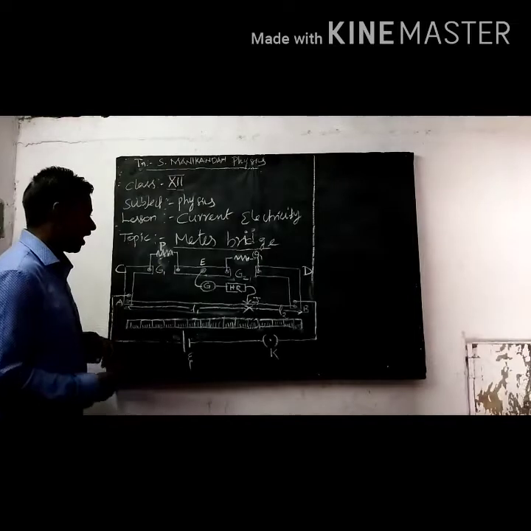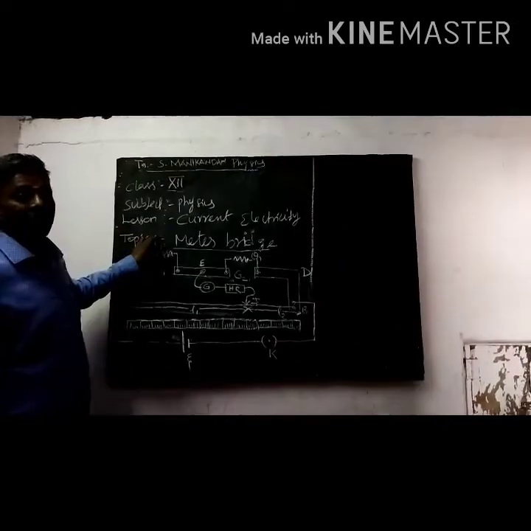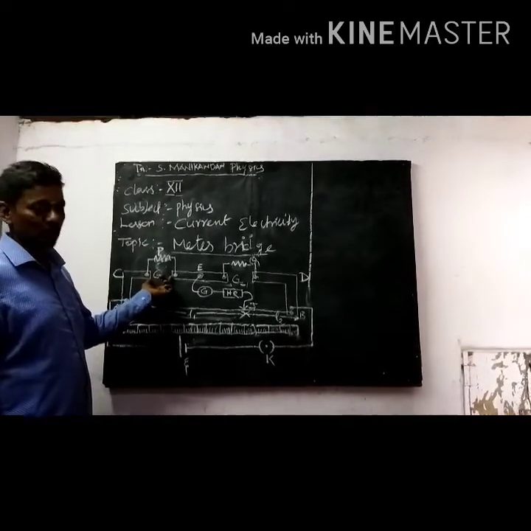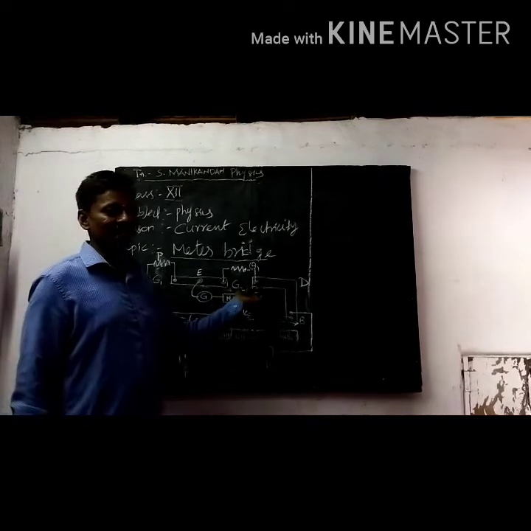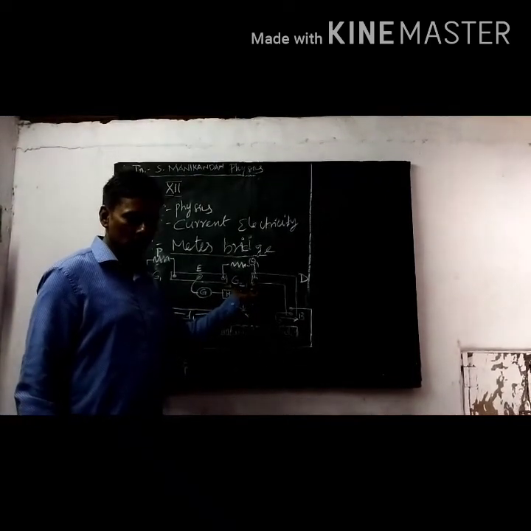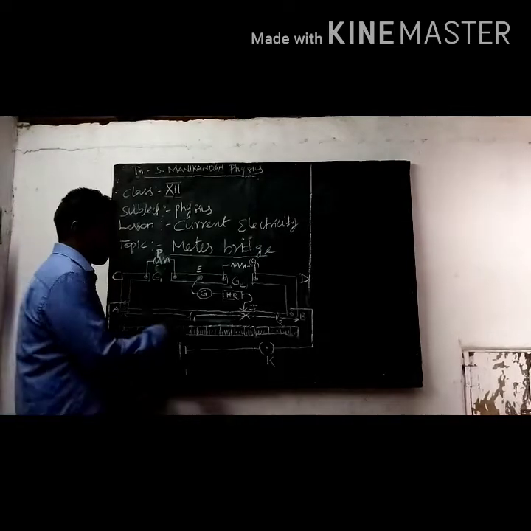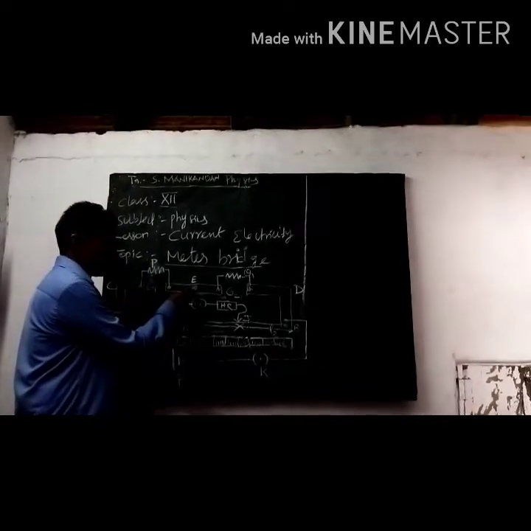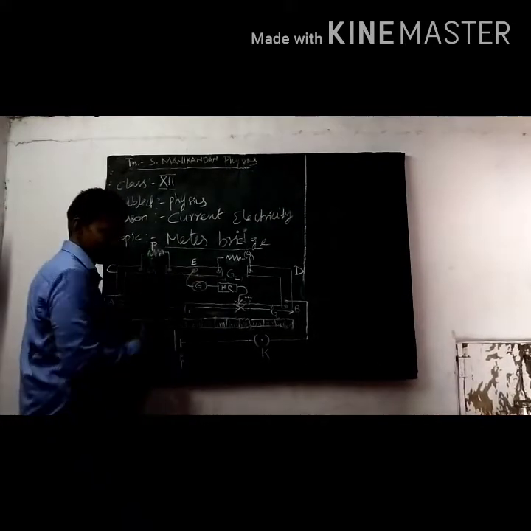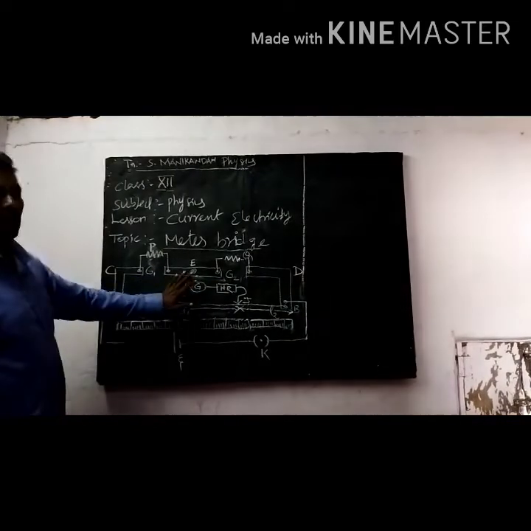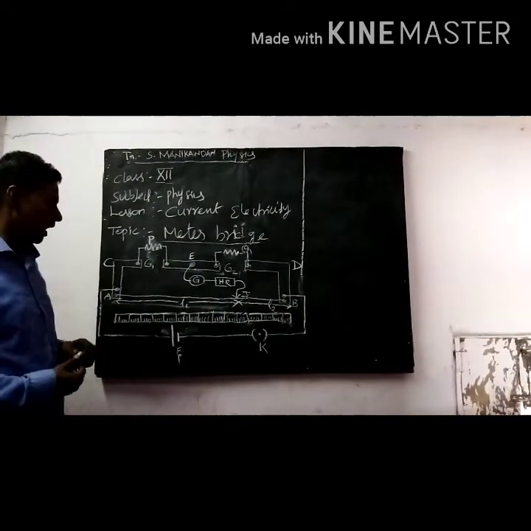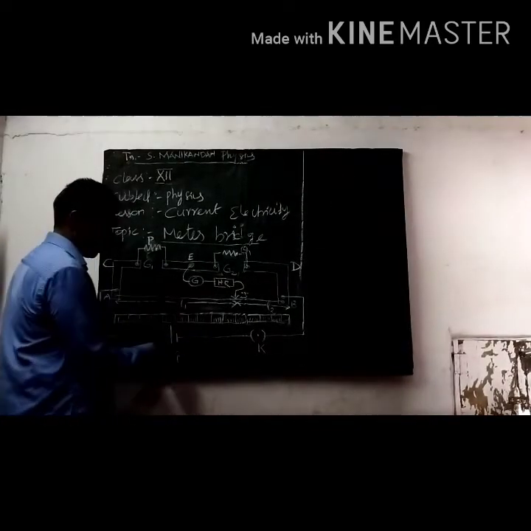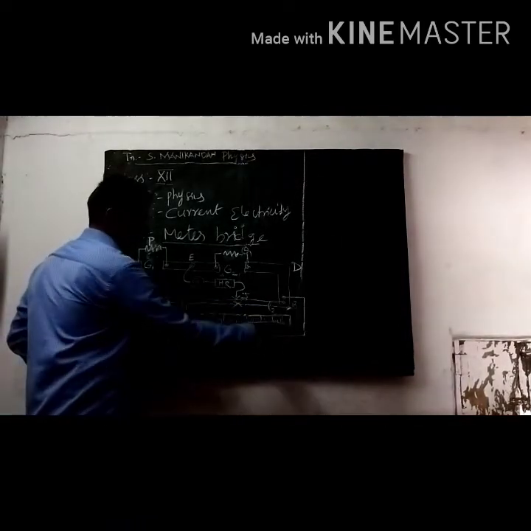Now, the unknown resistance must be connected in the gap G1. The known resistance is connected in the gap G2. And a jockey must be connected to the center of the copper strips through a galvanometer and a resistance. This full system is called meter bridge. And also a Leclanche cell and a key, these two are connected across the manganese wire.